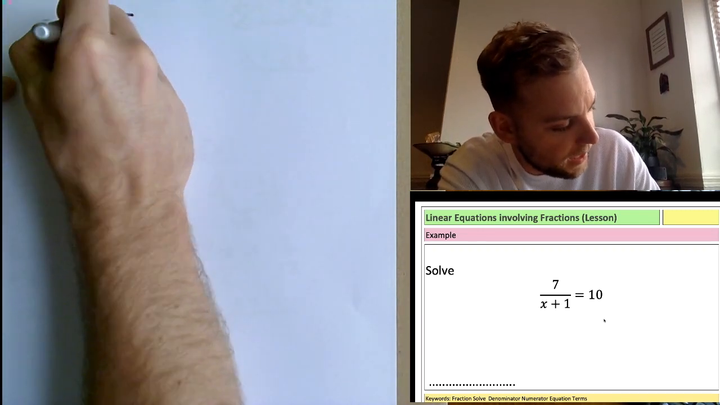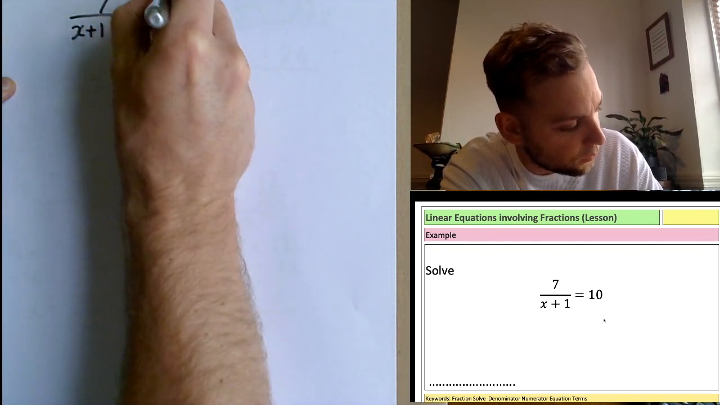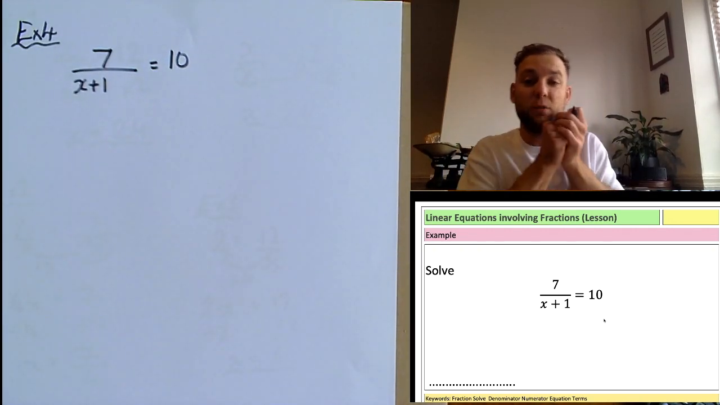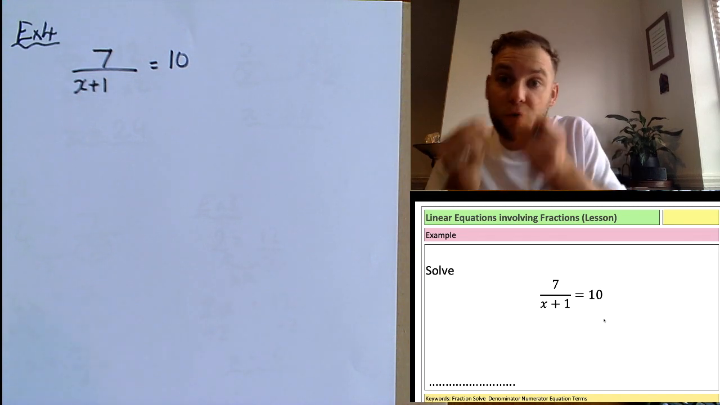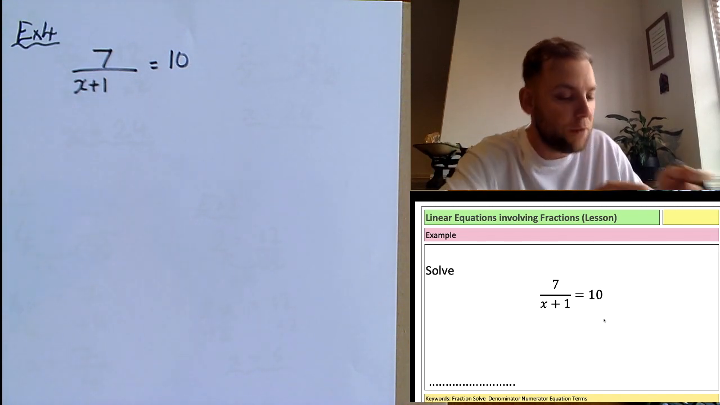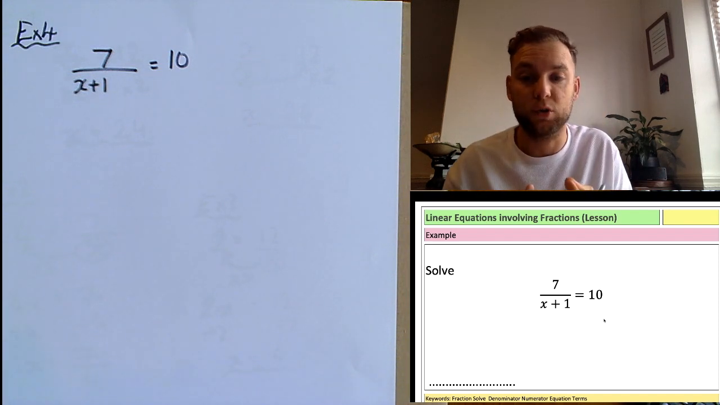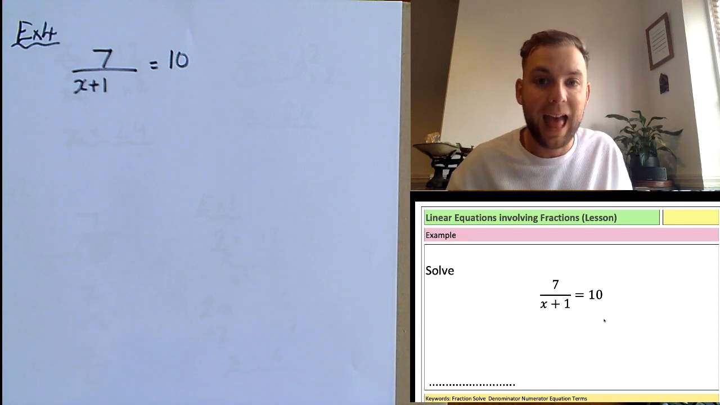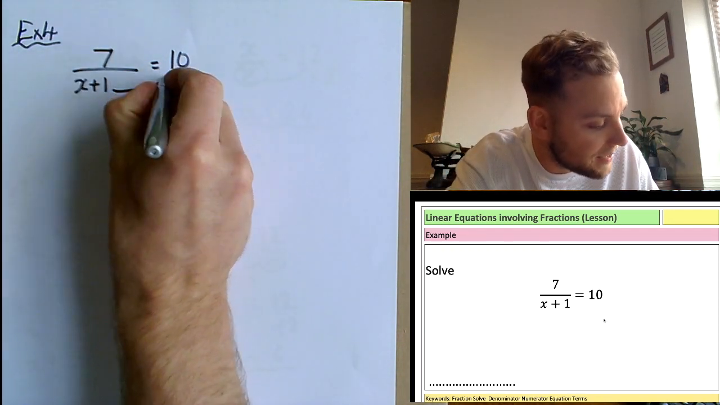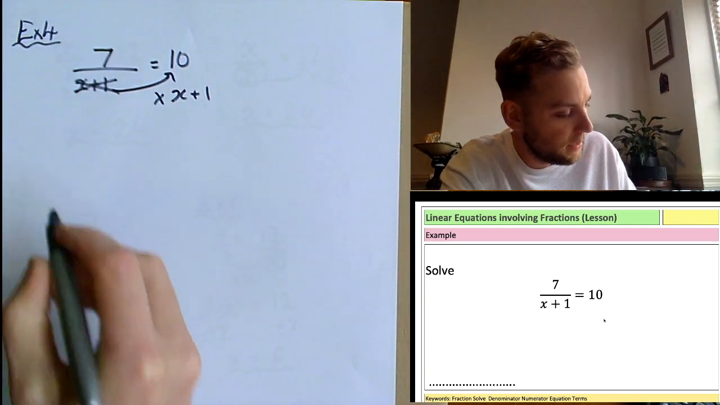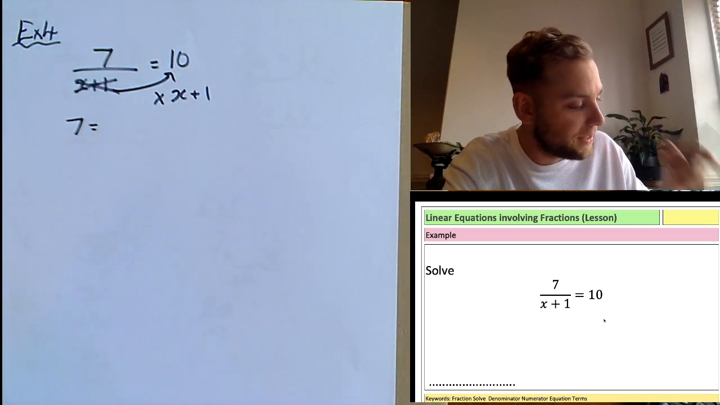7 divided by x plus 1 is equal to 10. So the first thing I'm doing here is I need to get rid of all of that x plus 1 from the denominator. We can't have it as a fraction at first. So to get rid of that whole denominator, which is x plus 1, I need to times the right-hand side by x plus 1. So I'm taking this and I'm timesing by x plus 1. Okay? So I end up with 7 is equal to 10 times by x plus 1.